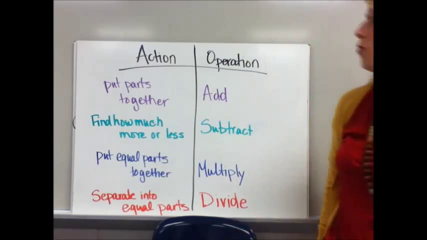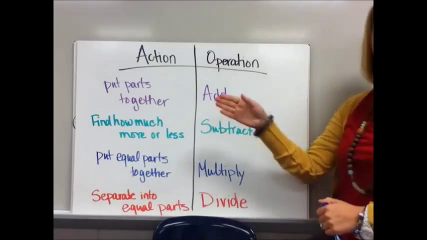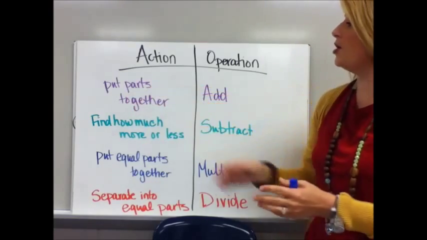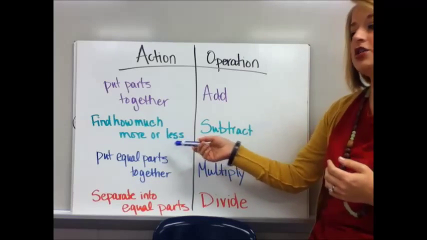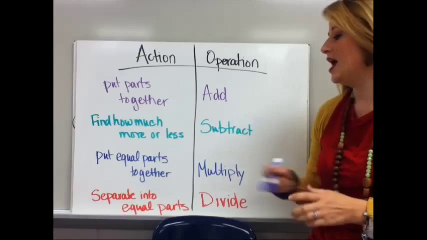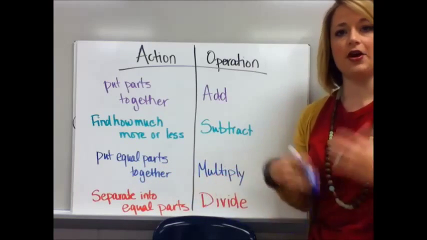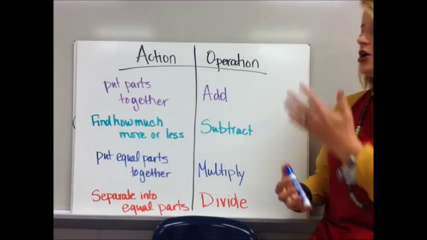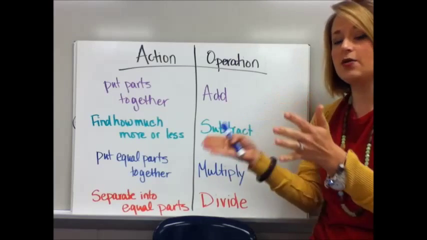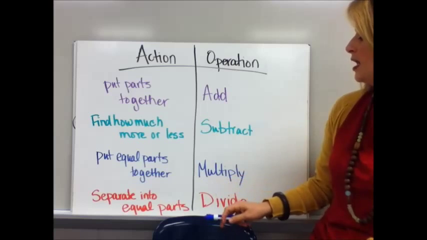Sometimes it's not specific words that clue you into the operation. It might be an action. If you're putting parts together, you're going to be adding. If you're finding how much more or how much less, you're going to be subtracting. If you're putting equal parts together, if I said I have 5 baskets with 4 apples, how many apples altogether? You do 5 times 4. Those were equal parts, so you multiply them.